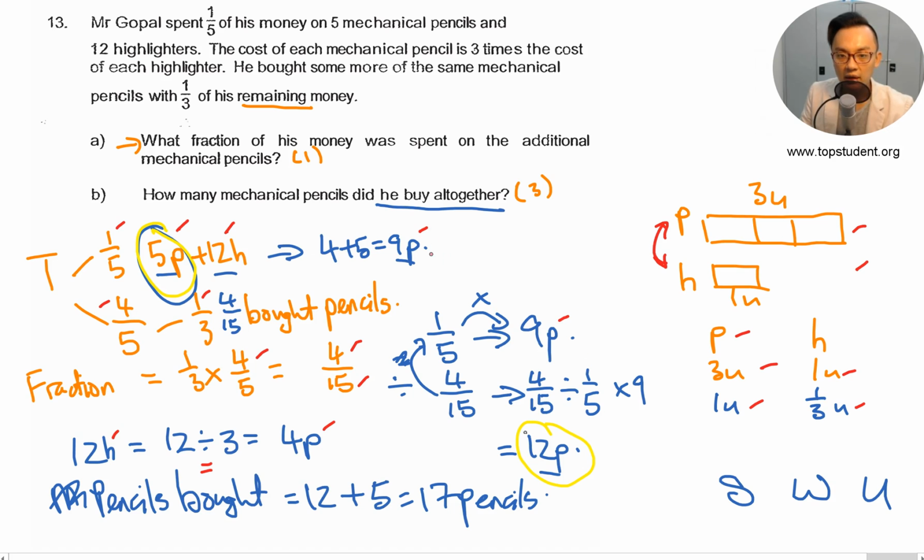So 1/5 is 9. I copied the 9 correctly. 4/5 divided by 1/5, correct. Times 9, correct. 12 pencils, correct. So 12, make sure I add the correct one. It's not 12 plus 9, but 12 plus 5, because that was the original pencils that he bought. So 12 plus 5 equals 17 pencils, correct. Okay, so I've done my substitution, working, and units. Let's check how many mechanical pencils did he buy altogether. So he bought 17 mechanical pencils, correct.